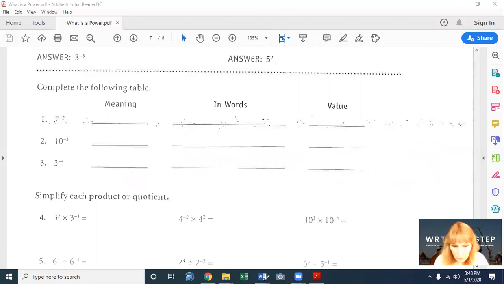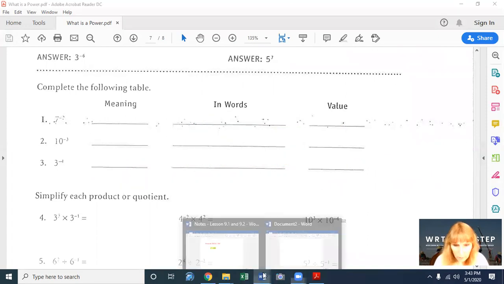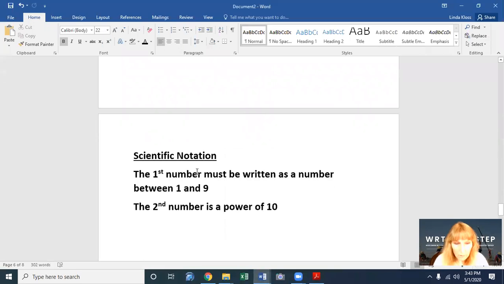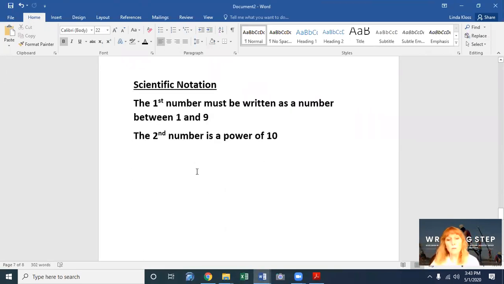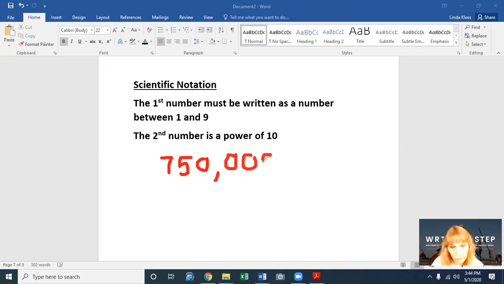First, I want to give you some notes on that a little bit. So let's go back to this. So scientific notation, the first number must be written as a number between 1 and 9, and the second number is a power of 10. So let's give an example. I think your packet actually gives one here. Let's start by going this way. Let's write the number 750,000, the number they have in the packet, except they're going the other direction. I'm going to start by going and writing it in scientific notation first.